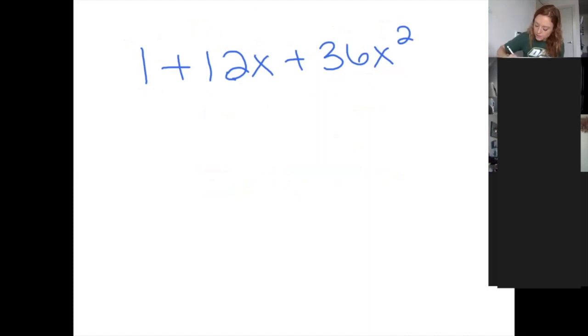Okay, so is 36x squared a perfect square? Yes. Is 1 a perfect square? Well, yeah, 1 times 1, right? So it is a perfect square. And then is the sign in front of the c, the number by itself, positive? Yes. So it's still the same rule, it's just flipped around.